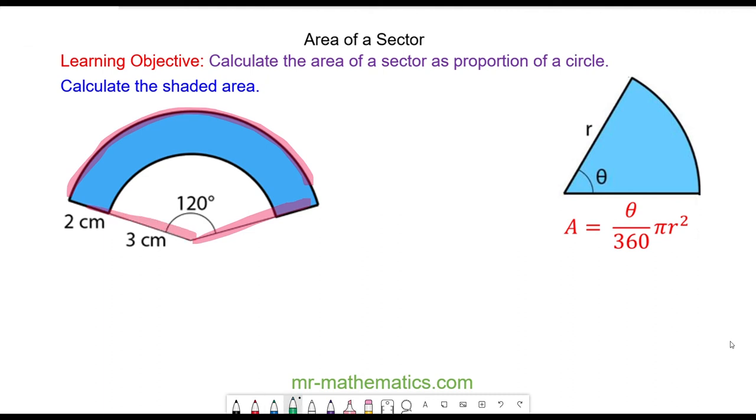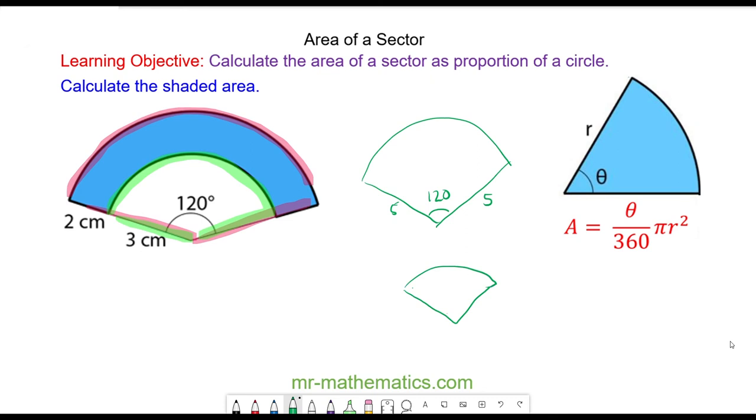And you can see this sector has a radius of 5 and an angle of 120 degrees. And from this bigger sector, I'm going to subtract the area of the green sector. And this has a radius of 3 centimeters. Again, the angle is 120.